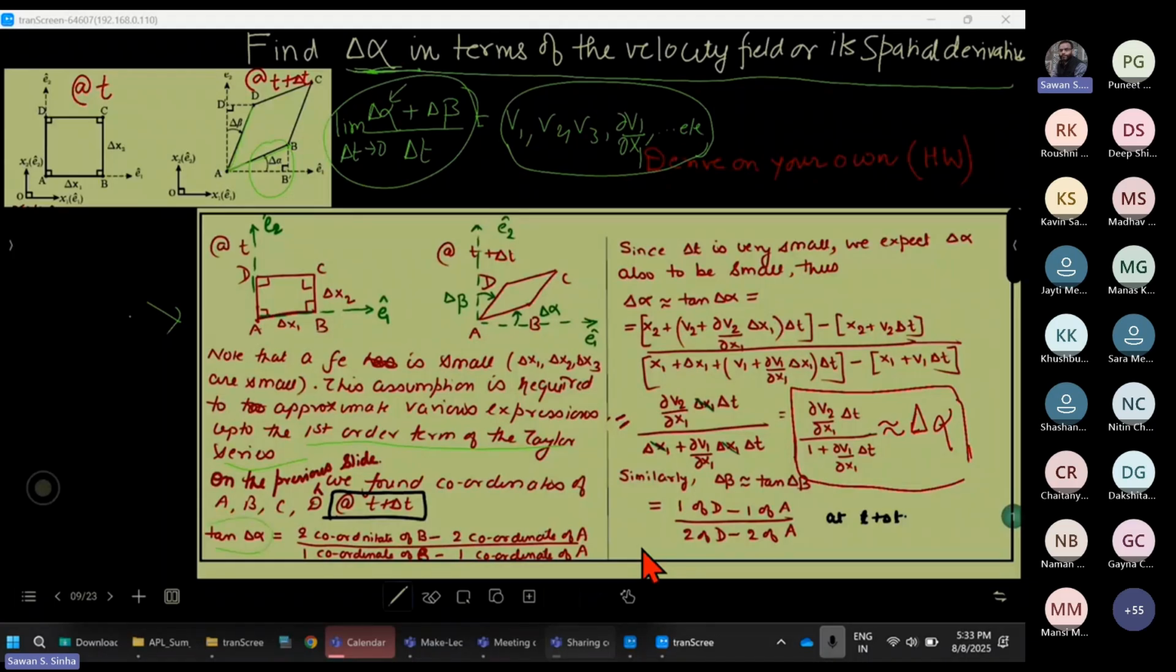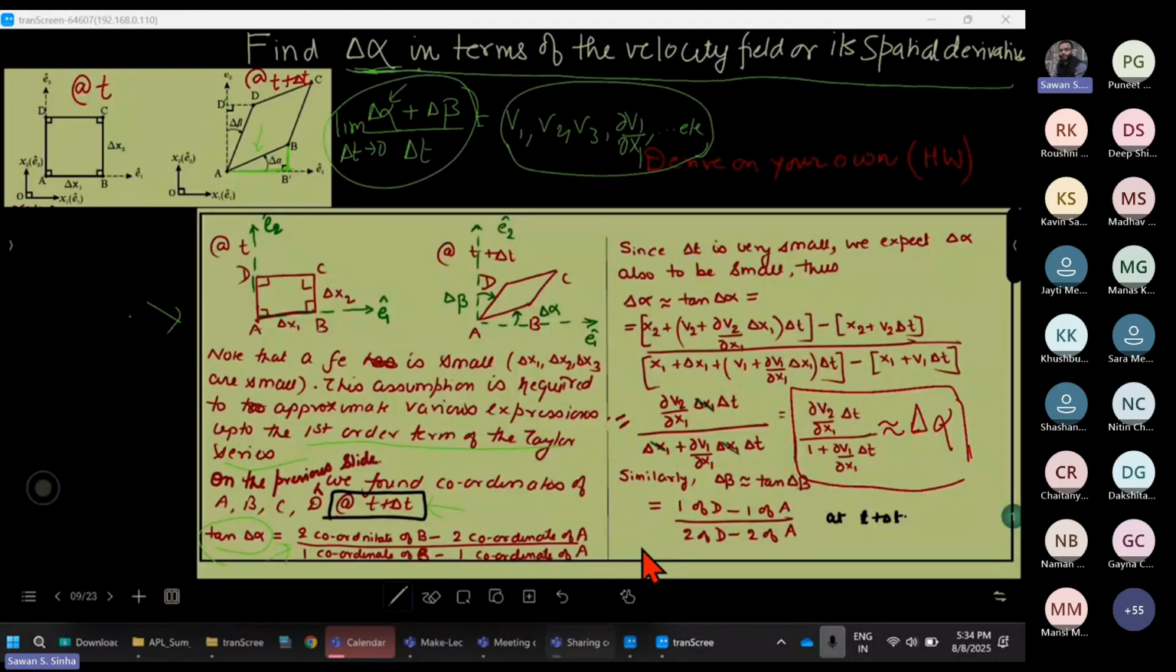Now tan delta alpha, let's have a look at this figure here. I start with tan delta alpha. In this figure it will be this much divided by this much. That is tan delta alpha at time t plus delta t, of course. At time t, tan delta alpha was 0, so delta alpha becomes non-zero only at t plus delta t.